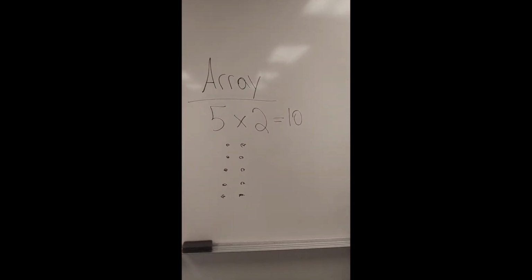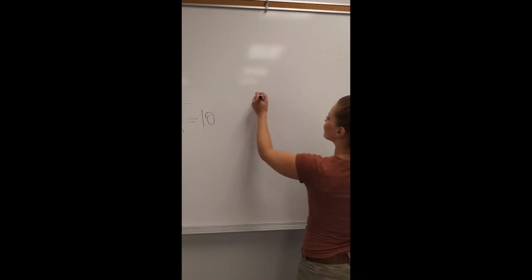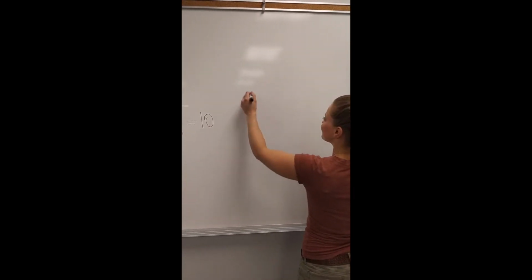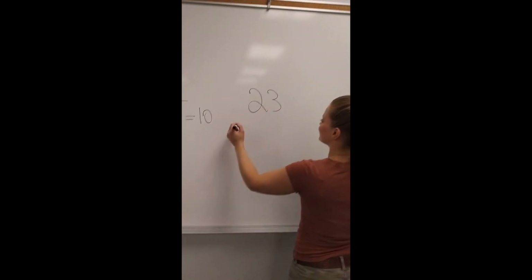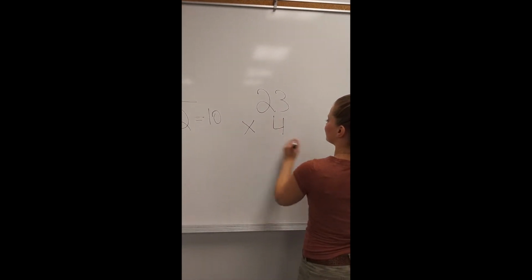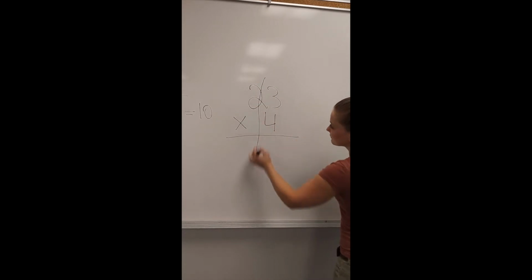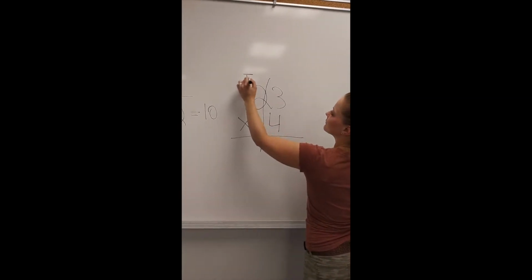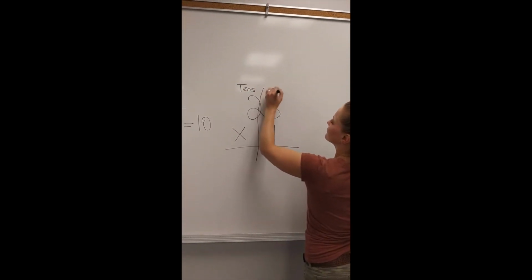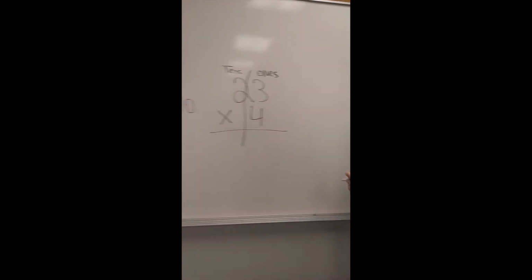This gets a little bit more complicated when you multiply a 2-digit number by a 1-digit number. Let's have a look at our equation. 23 multiplied by 4. We can draw a line down our equation to clearly show our place value. This equation has 10s, and it has 1s. Let's begin our array.